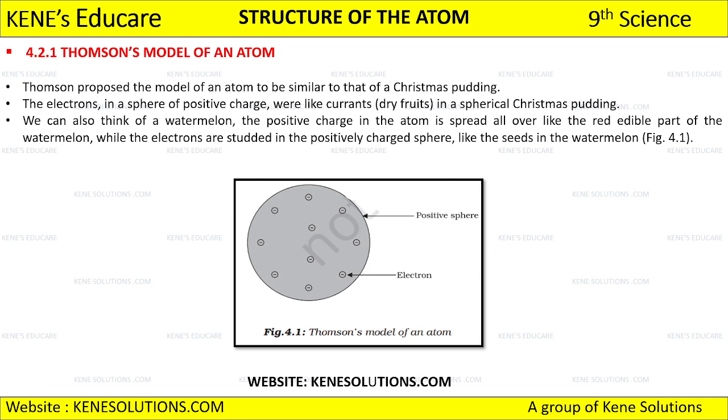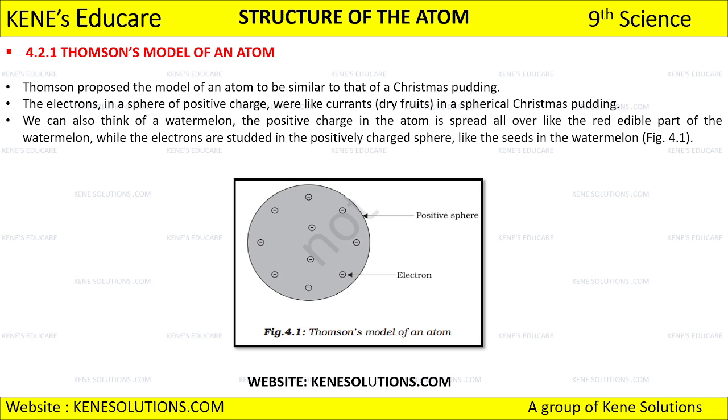And we can even think of a watermelon, because, as I gave you this example in the last class as well, the red part is the nucleus, which includes neutrons and protons, and the black seeds present in the watermelon can be considered as the electrons, right? Because we know electrons keep on revolving around the nucleus of an atom.